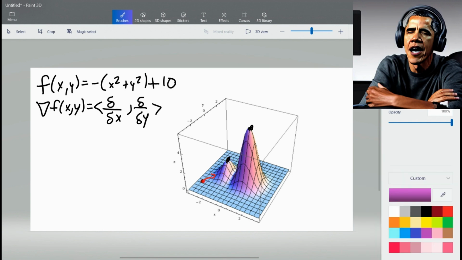The gradient vector is so important because of all of its outside applications. Remember how back in Calculus 1, you use the first derivative to find a function's max and min.